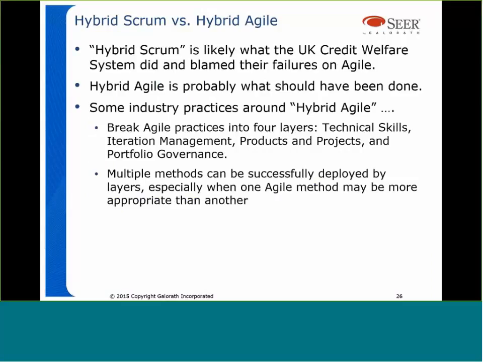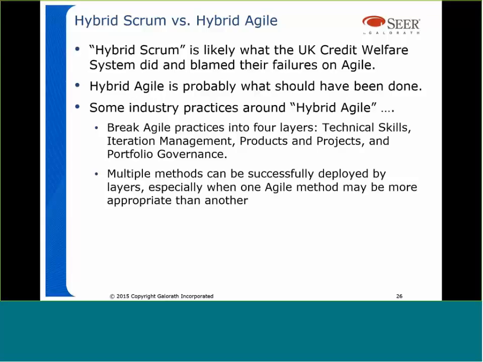In the case of the UK welfare system, they're probably doing some invented hybrid Scrum. It was a huge project, and I imagine the technocrats and bureaucrats got their fingers into it, and they really weren't able to deliver it as a real Agile project. And that's just one of the things that may have been wrong. What they probably should have been doing is a hybrid Agile, not a hybrid Scrum. And hybrid Agile is a whole different thing from hybrid Scrum.